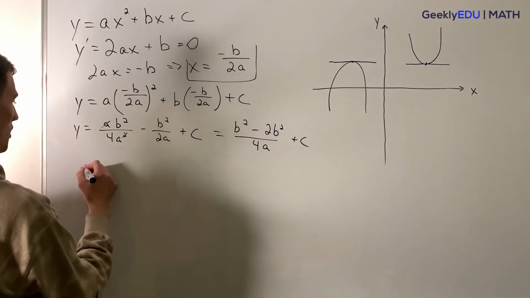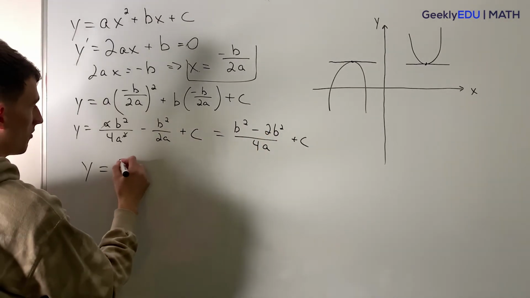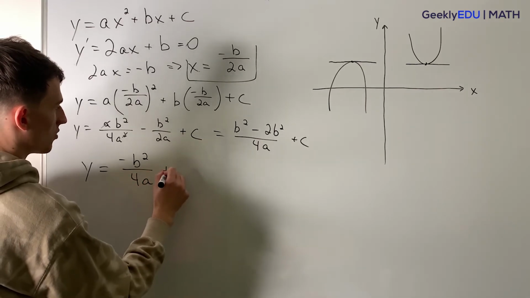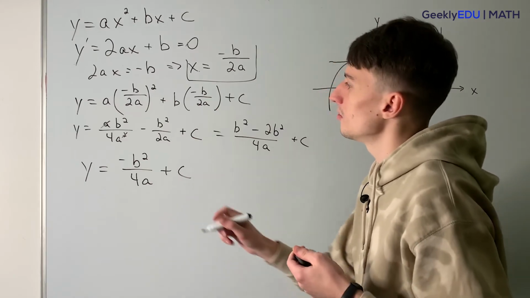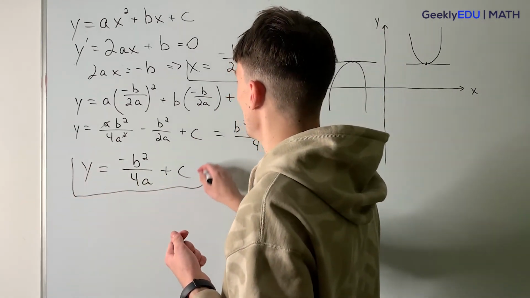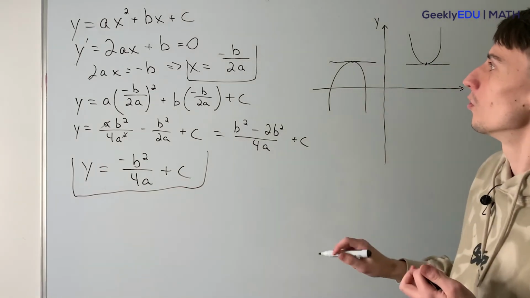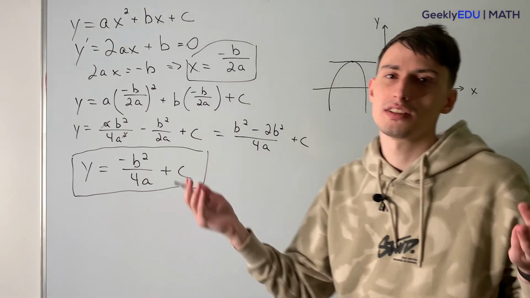So what does this equal now? y equals b squared minus 2b squared, which is obviously minus b squared over 4a, plus c. And that's it. There we have it. So for any parabola where you know the parameters a, b, and c, we can find out the highest or the lowest point with these equations right here. That's it. It's that simple.